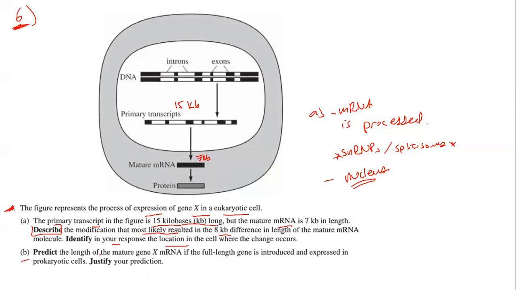Now for B, it says predict the length of the mature gene X mRNA if the full-length gene is introduced and expressed in a prokaryotic cell. Justify your prediction. So basically this means we take this whole gene sequence, the full length right here, and introduce it into a prokaryotic cell.